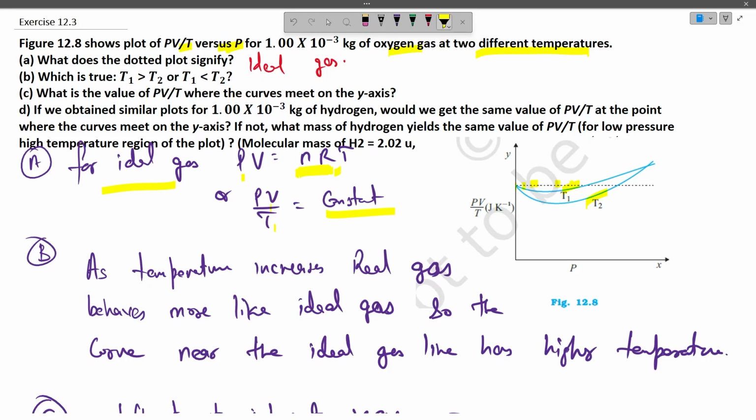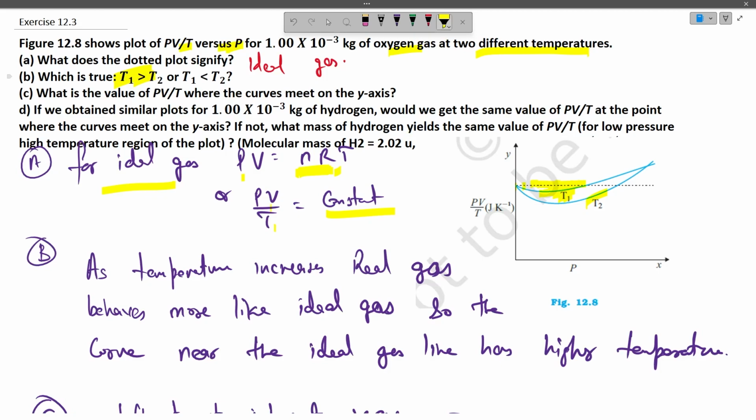Now in the second part we have: which is true, T1 is greater than T2 or T1 is less than T2? We know that as temperature increases, a real gas behaves more like an ideal gas. So the curve near the ideal gas line has a higher temperature, that is T1 has a higher temperature than T2. So here T1 is greater than T2.